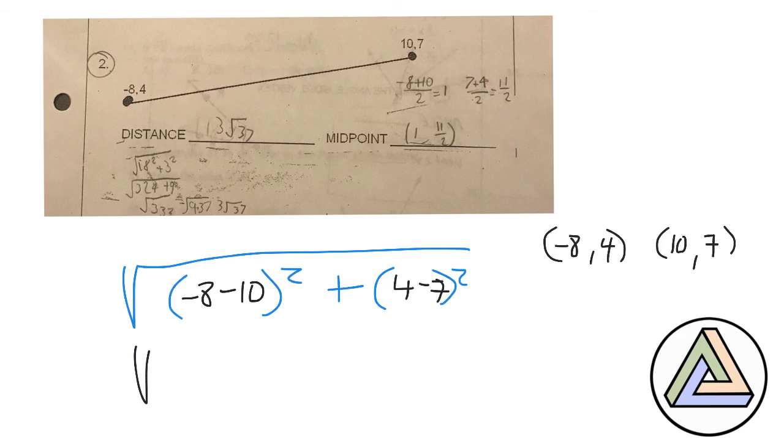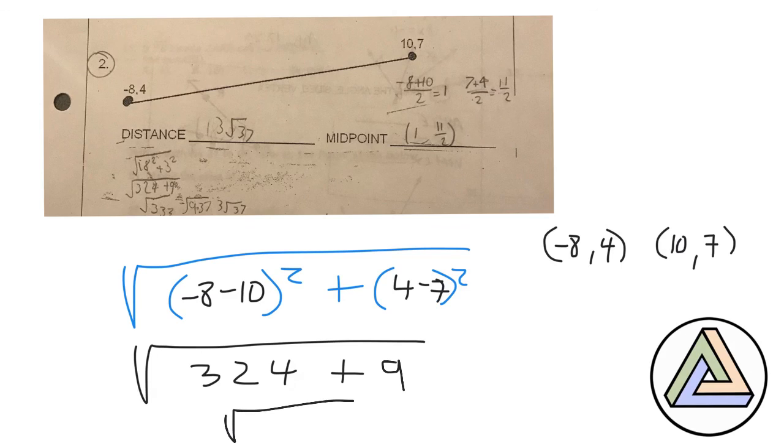And what do we have as a result? Let's just do the calculations now. -8 minus 10 is -18. -18 squared is 324. And that's going to be added to, what is this? We have 4 minus 7, which is -3. -3 squared is 9. So on the next line, 324 plus 9 is 333. So we're looking at radical 333.